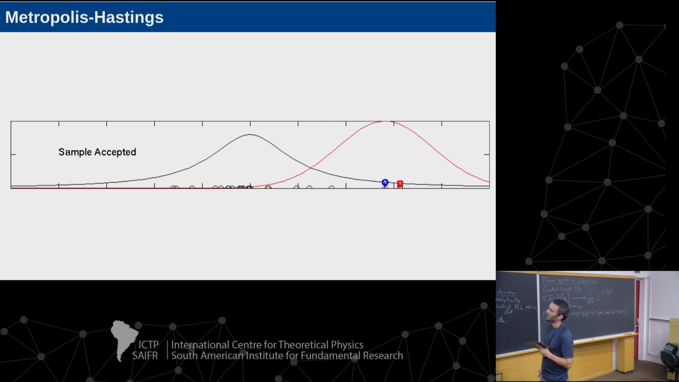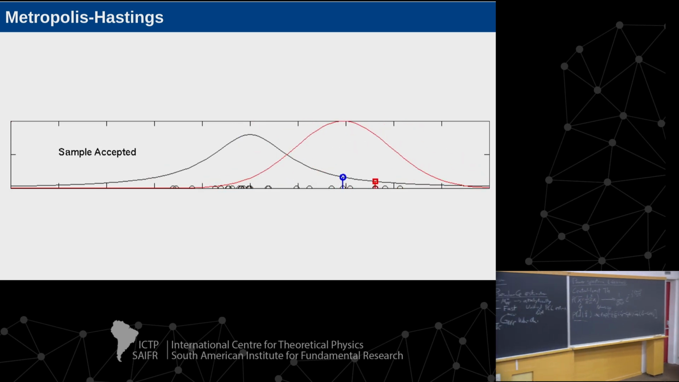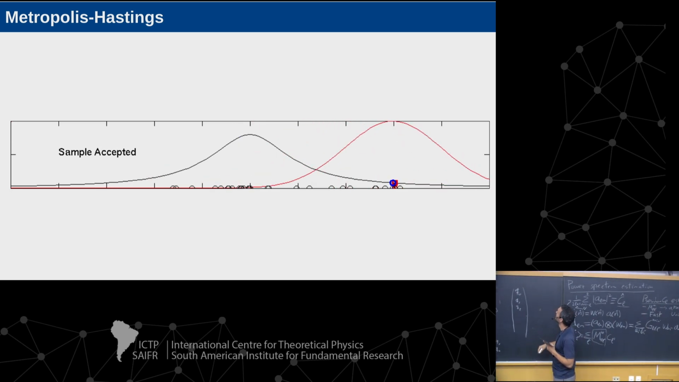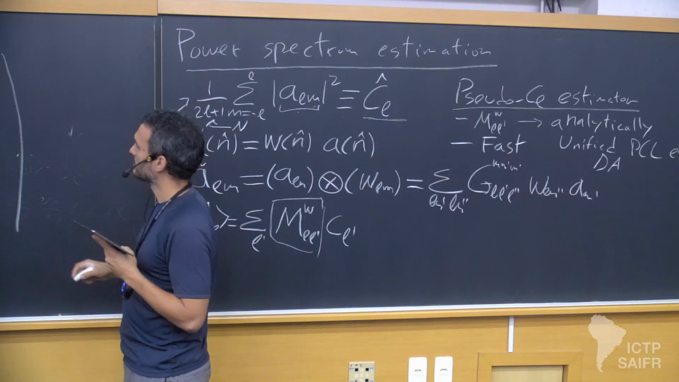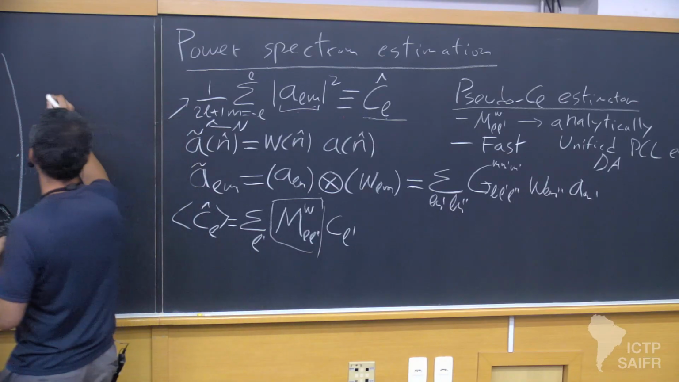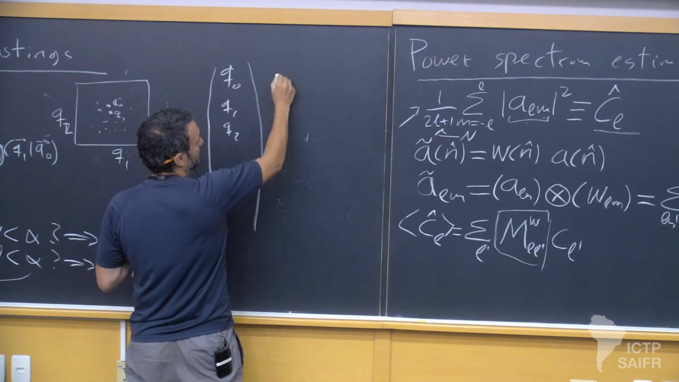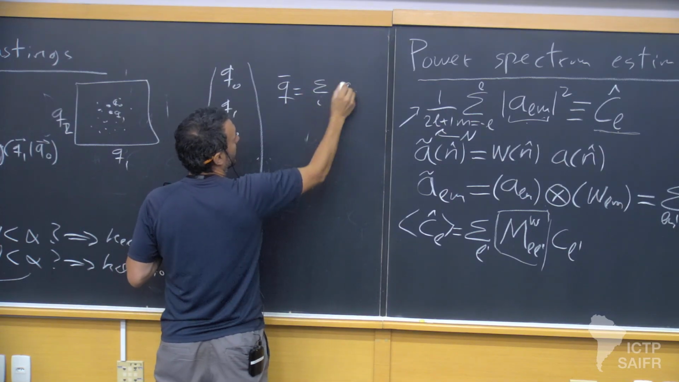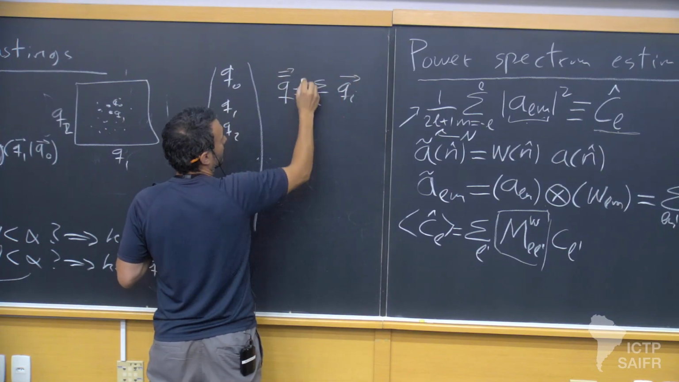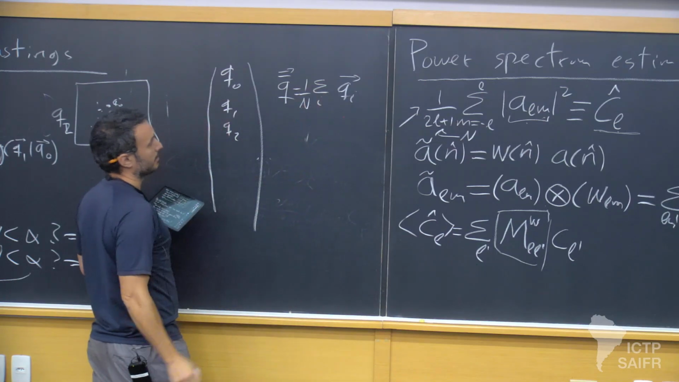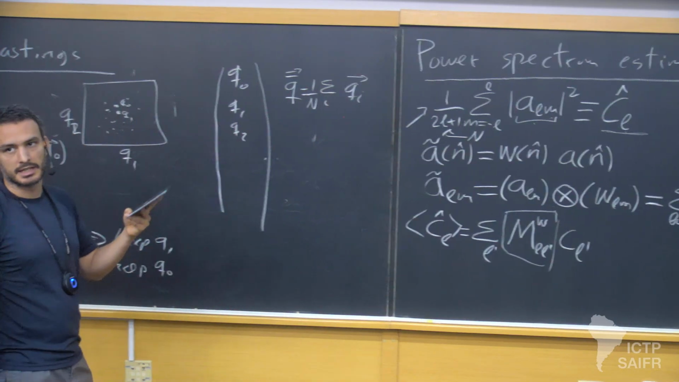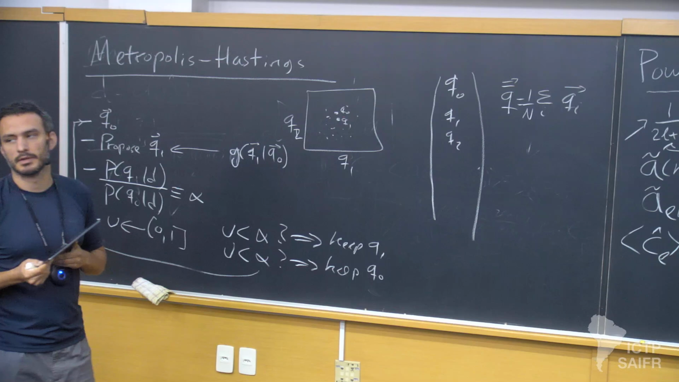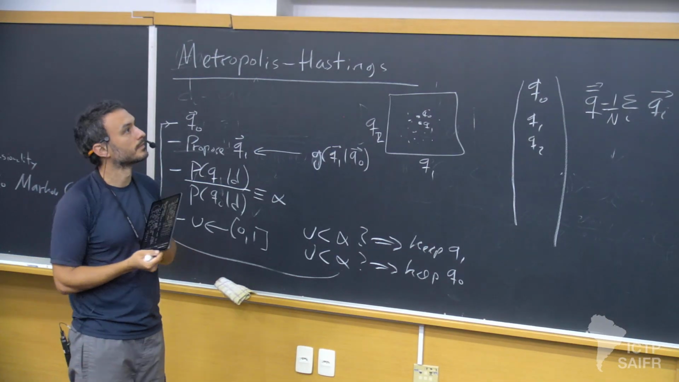Okay? Now, why is this useful? Because once you have a chain of points drawn from this posterior distribution, then you can calculate, for example, what is the mean value of your parameters. Well, that's just the sum over all the points of Qi divided by the number of points in your chain. You can calculate the variance. You can calculate any statistic that you want from that chain, right, for your parameters.